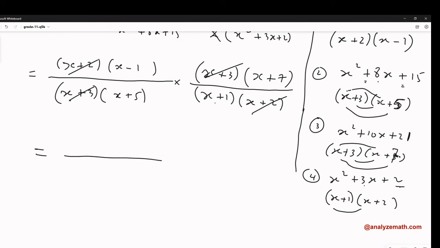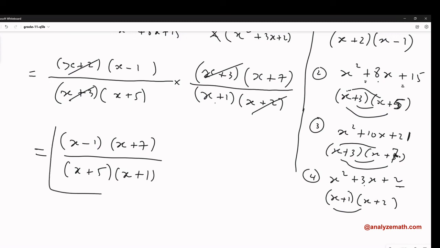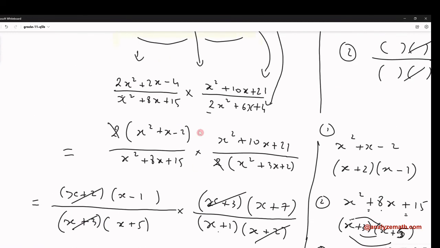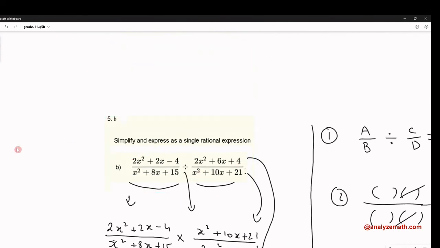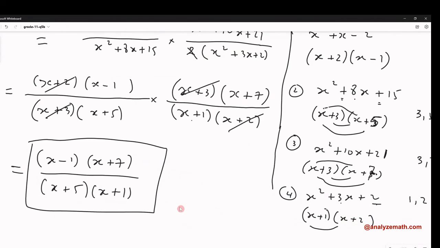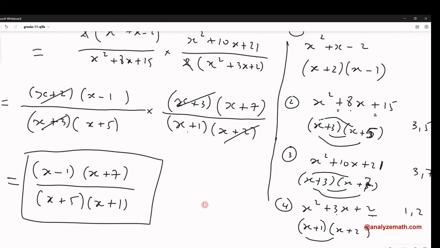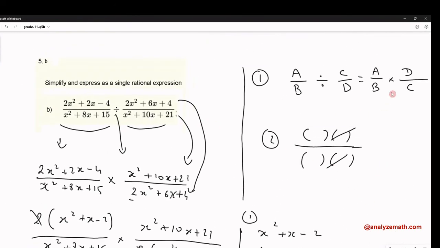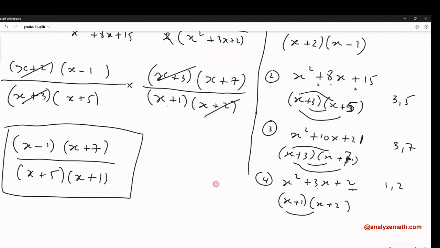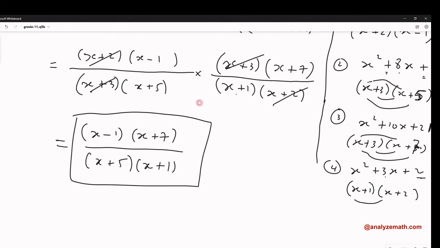So the final answer is x minus 1 multiplied by x plus 7. Here in the denominator, we will have x plus 5, x plus 1. No more simplifications, and this is the final answer. This is the expression given above, all this one here in simplified form. So the main ideas here are: rewrite the division as a multiplication, factor the terms if possible, and then divide or cancel, as we say.